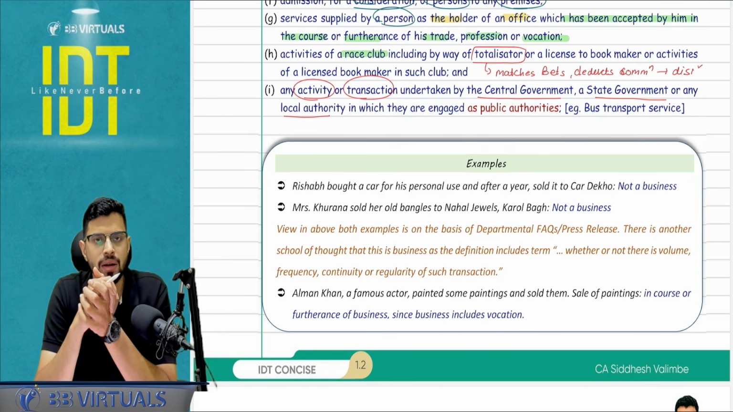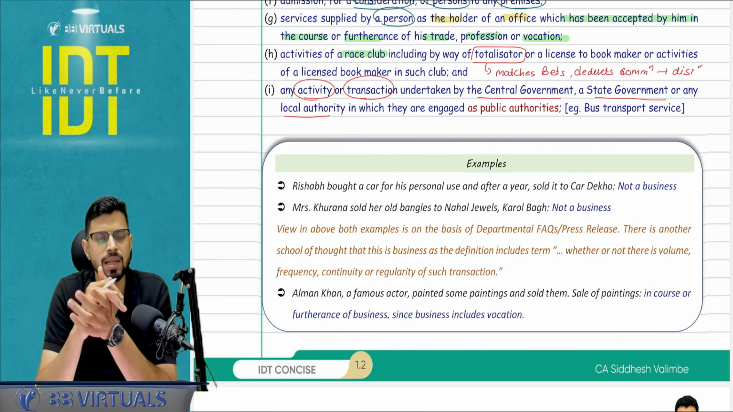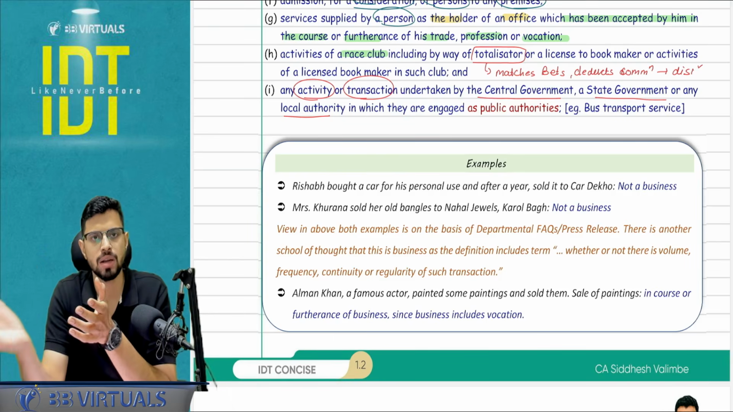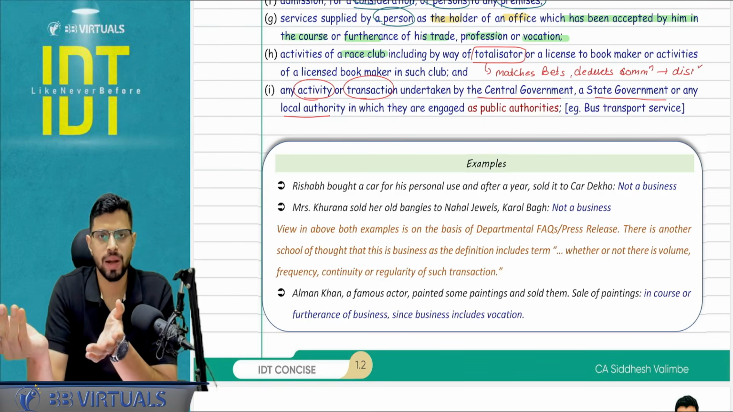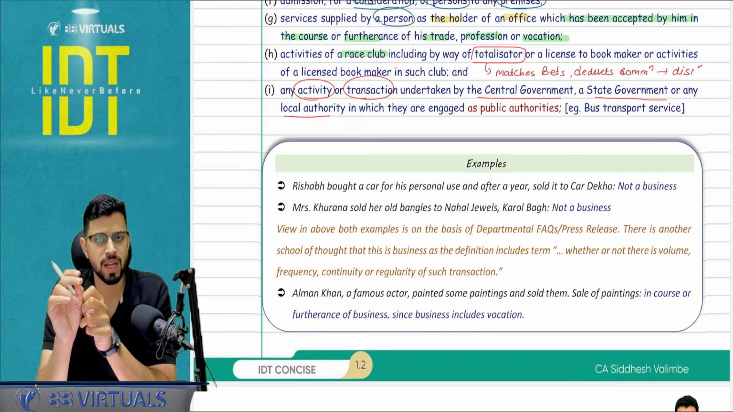So DTC, the Delhi Transport Corporation, is providing AC buses in Delhi. Pune Municipal Corporation is providing AC buses as a transportation service. Is it a part of business? Absolutely yes. Government cannot take a stand itself that we are providing the services to public at large, so this is not business. It is absolutely a business.